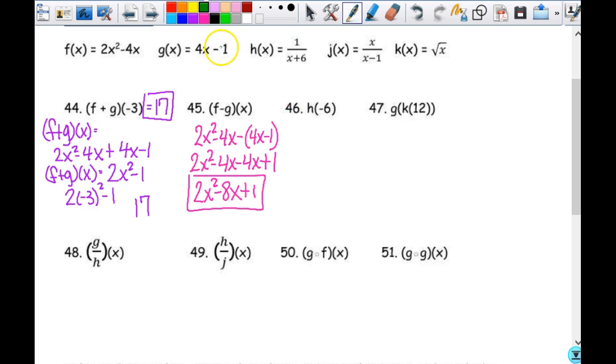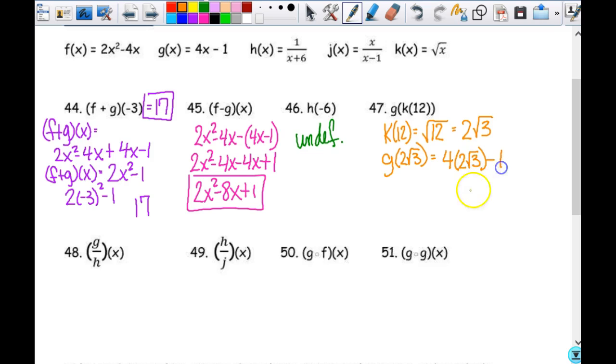All right, h of negative 6. Well, when I plug negative 6 into here, that's going to give me 1 over 0, so that is undefined. All right, so g of k of 12. So let's find k of 12 first. So that is going to be the square root of 12. And that gives me 2 square root of 3. So then I need g of 2 square root of 3. And so it's going to give me 4 times 2 square root of 3 minus 1. So I get 8 square root of 3 minus 1.